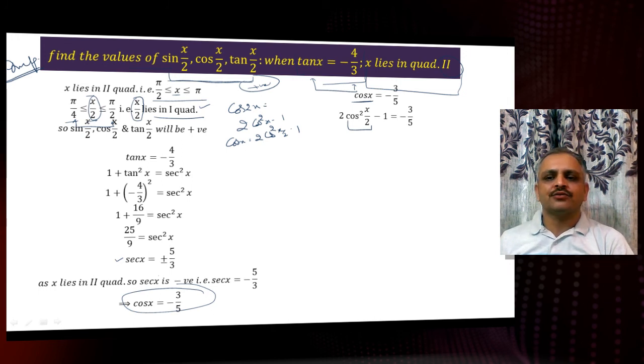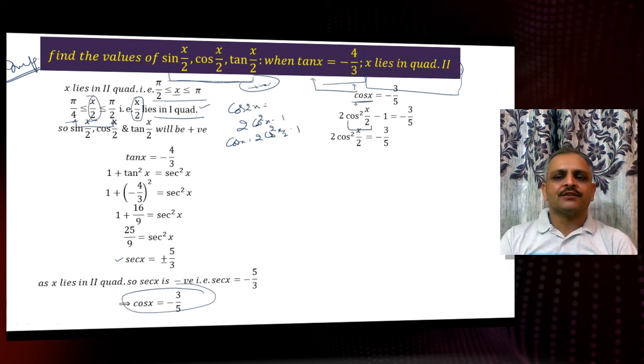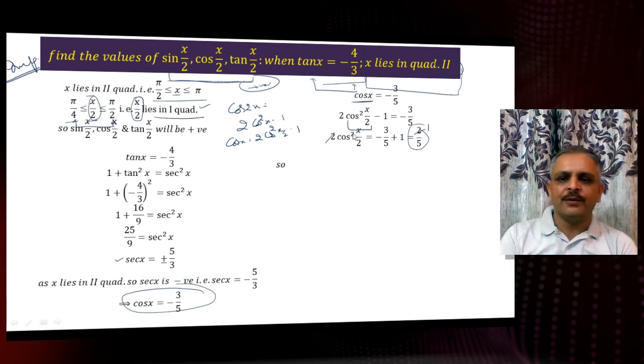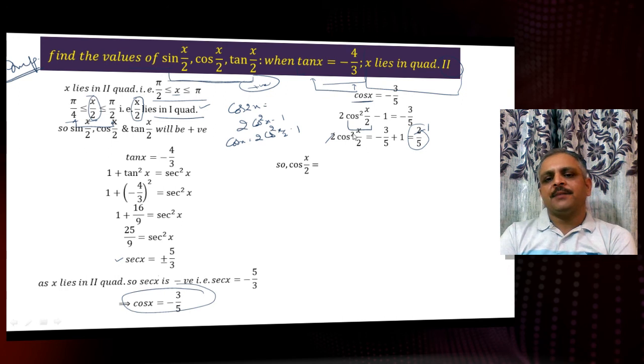So take all the terms to the other side. 2 cos square x by 2 will become minus 3 by 5 plus 1. This minus 1 will become plus 1. And if I simplify them, it will become 2 by 5. 2 and 2 cancel, 1 by 5. So cos x by 2 will be plus minus 1 by root 5.